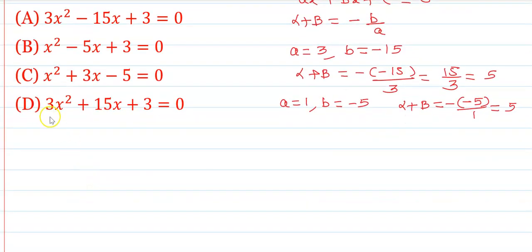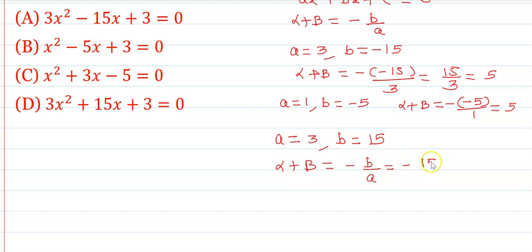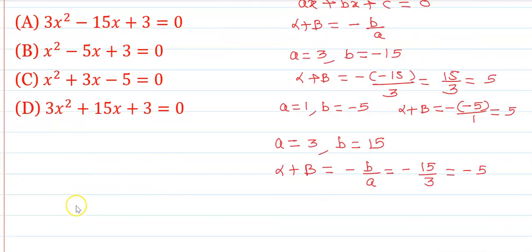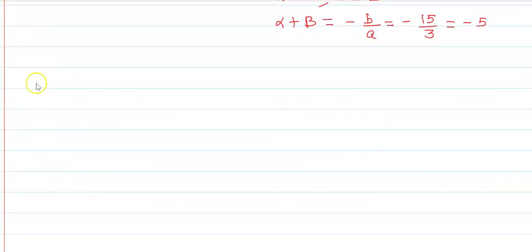But what about the last? 3x square plus 15x plus 3. Here the value of a for D, a is 3, b is equal to 15, and therefore alpha plus beta is equal to minus b upon a, and that is minus 15 upon 3, that is equal to minus 5, and therefore the option D is the correct one. म्हणून आपण इथे लिहिणार 10 साठीचा.